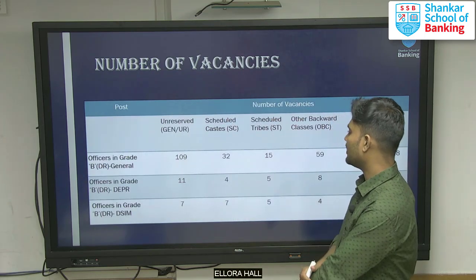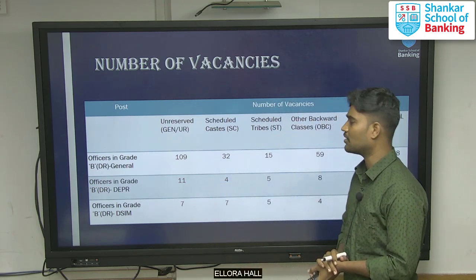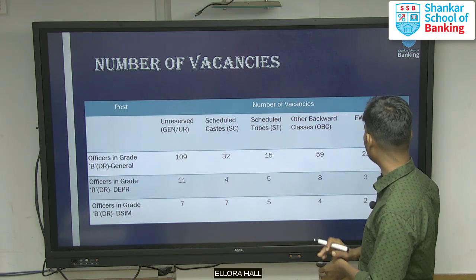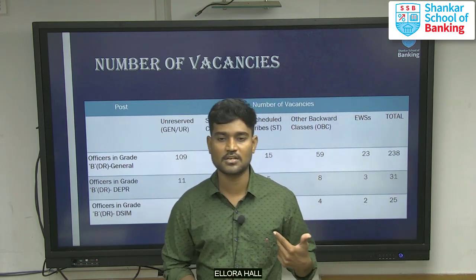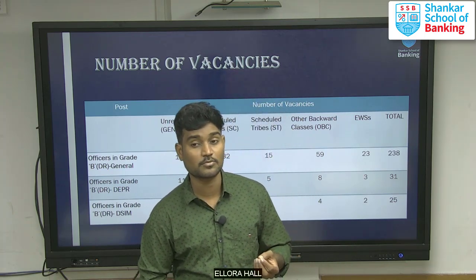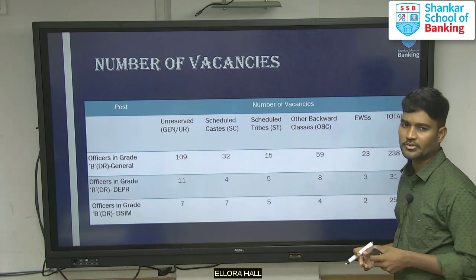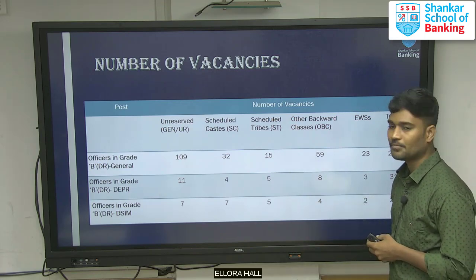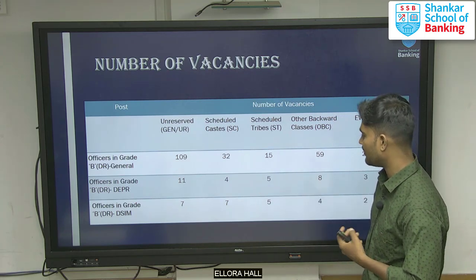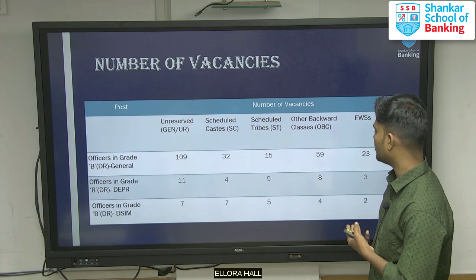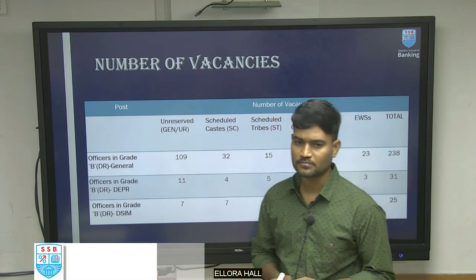Then Officer in Grade B General: 109 for the general category, 32 for scheduled caste, 15 for ST, 59 for OBC and 23 for EWS. The total number of posts is 238. This is a huge number, because compared to previous years, only 100 posts or even 97 posts were given. Compared to last year, 238 is a huge number of posts in RBI for the general category. The next one is Officers in Grade B DPR, with 11 unreserved vacancies, then scheduled caste 4 and ST 5. Compared to the previous year, this is also huge.